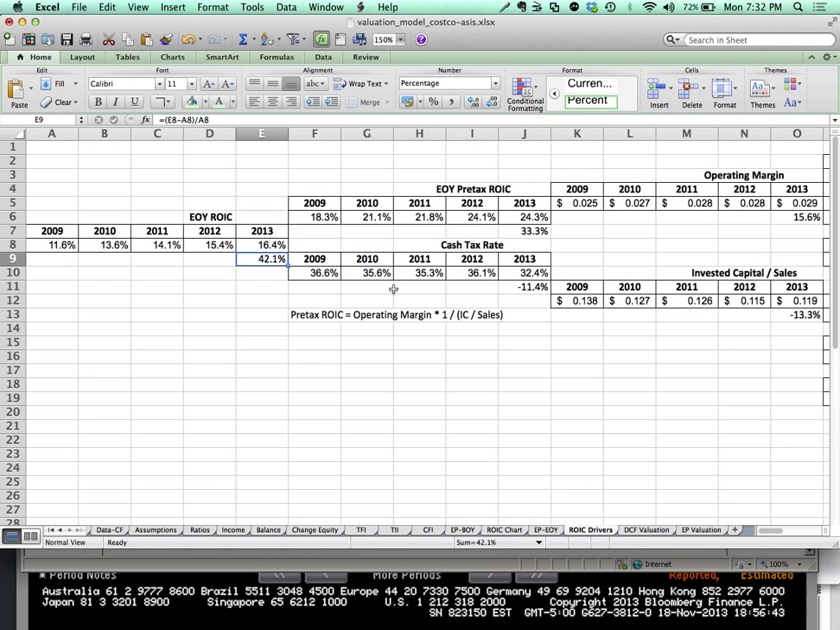One of the factors affecting it is the tax rate. Their tax rate 5 years ago was 36.6%. Their tax rate last year was 32.4%. Did that help or hurt their ROIC? It helped. Their tax rate went down by 11% over a 5-year period of time. So that is one of the reasons that affected their ROIC. Is that the primary reason that their after-tax ROIC went up by 42%? Was it all explained by the tax rate?